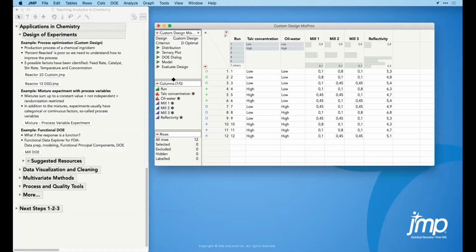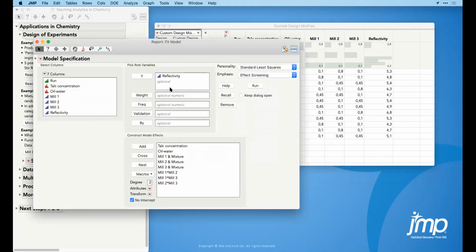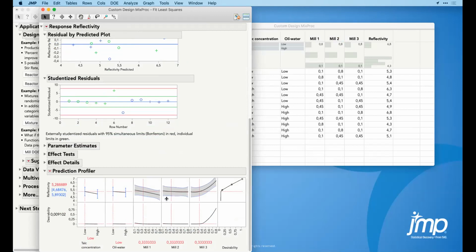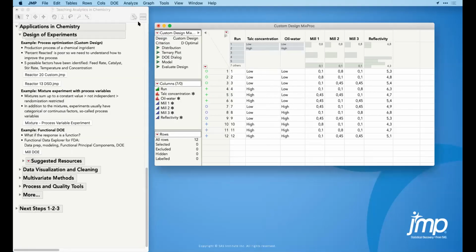This is also available in JMP. And if you build a model, I just build it quickly, and you look at the profiler again. So these are our mixtures. And if I increase one setting, you see that the others have to decrease to compensate, to keep the sum constant. Same here, so they are not independent anymore. And this is also shown on the profiler.